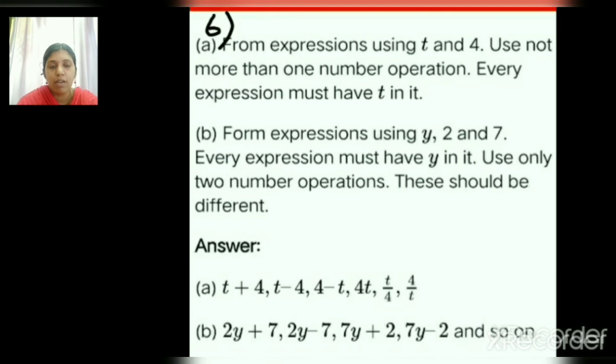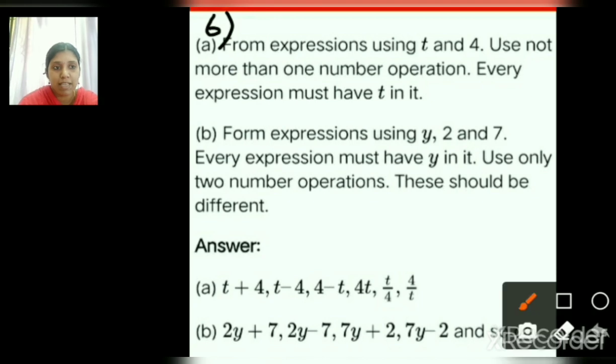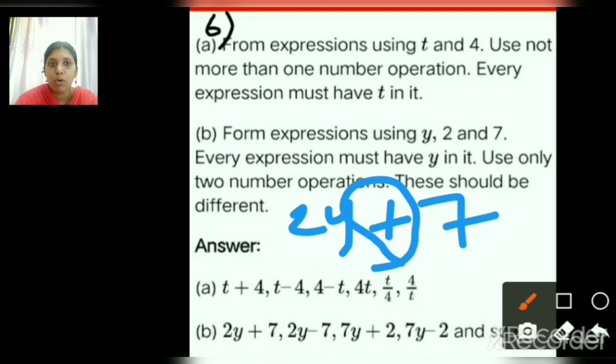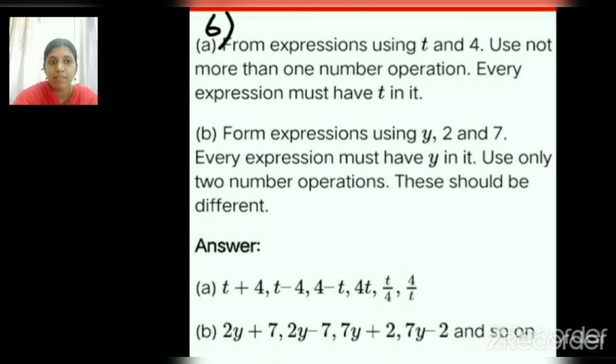So let us look into our answer. What are the number operations? First one, 2y plus 7. We have to use 2y and 7, so can we write it as 2y plus 7? We have to use 2 operations. What are the operations used here? 2y means 2 into y, and this plus 7. So the 2 operations used are multiplication and addition. And we have used all 3 given: the variable y, and the numbers 2 and 7 also. So 2y plus 7 is one expression.